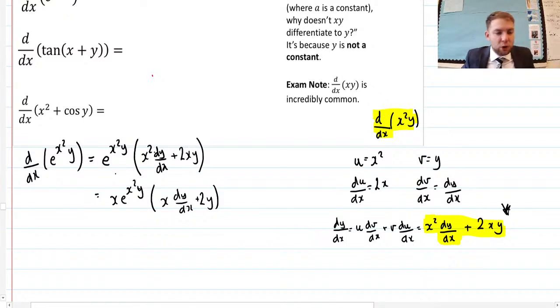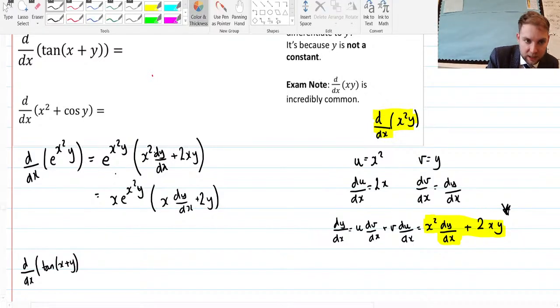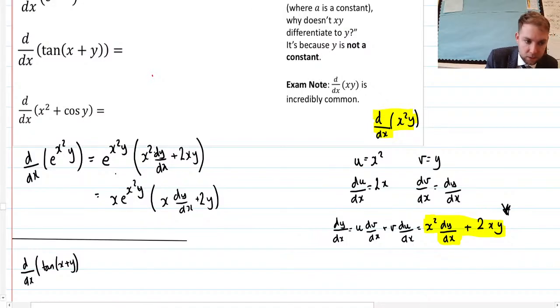Okay, let's have a look at this next one, which is the differential of tan. I'm going to write it here first before we do it. So the differential of tan of x plus y. So we've got two layers here, haven't we? Our first layer is that tan. Our inside layer is the x plus y. So let's just draw a line under here so we know that these two are separate.